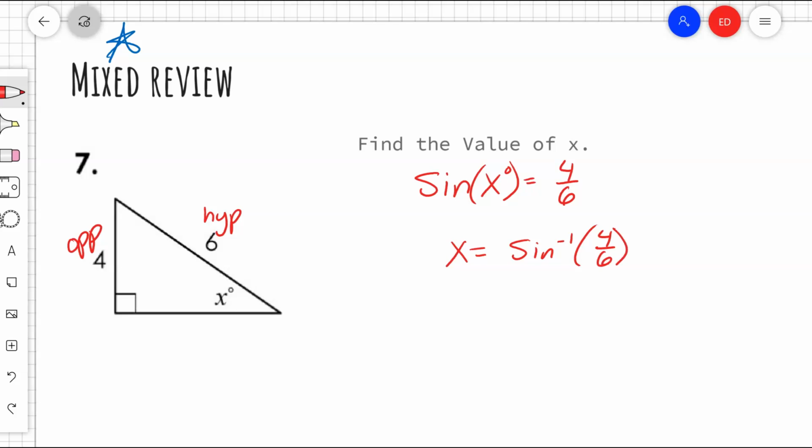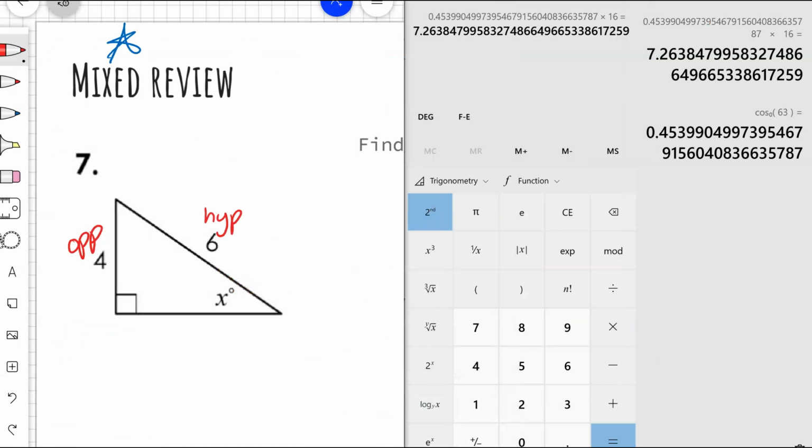Now I noticed you can see 4 divided by 6 can be simplified. It doesn't matter. We can do 2/3. It'll still be the same answer. I'd say just go ahead and keep it as 4/6 just in case you make a mistake simplifying. So once you type that into the calculator, press enter, you should end up with the answer of x equals 41.8 degrees, and I'm going to show you on the calculator how to do that just as a one last reminder.